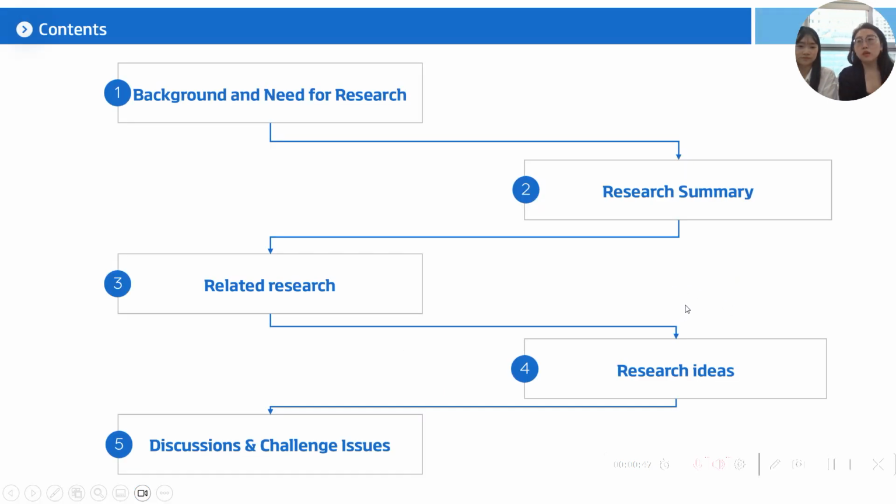Okay. This is our table of contents. Our work and paper consist of 5 different sections. First one is background and need for research. Second one is research summary. Third one is related research. Fourth one is research ideas. And last but not least, fifth one is discussions and challenges.